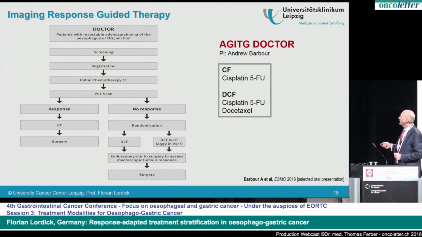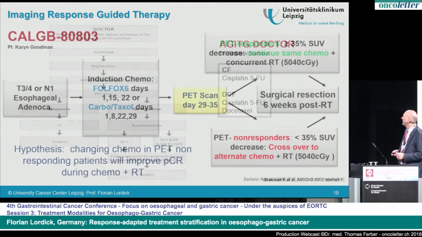Here the Australians do the PET scan, and for the responders, they continue with cisplatin 5-FU. For the non-responders, they randomize between a FLOT-like regimen, DCF, with or without radiation therapy. Some results have been shown at ESMO 2016, but I will not show you the results. Nothing is fully published yet, and some of the results are very difficult to interpret, I have to say.